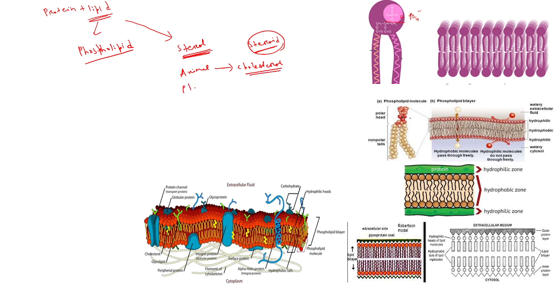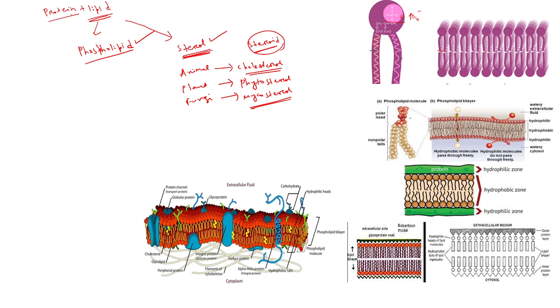In the plant, the sterol present is called the phytosterol. In the fungi, the sterol is called the mycosterol. So in different organisms, different types of sterols are present. So always in the plasma membrane structure, which type of lipid is present? One is the phospholipid, another is the sterol. So two types of lipid are present in the plasma membrane.